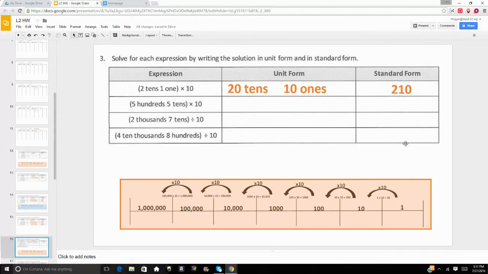We have another chart here. And instead of just one digit times 10, now we have 2 10s and 1 1. So we have to do each separately. So 2 10s times 10. 10 times 2 is 20. So we would have 20 10s. 1 times 10 is 10, so 10 ones. So 20 10s is the same as 2 hundreds. 10 ones is the same as 10. So that's 210.